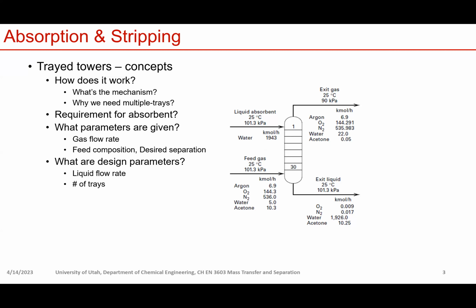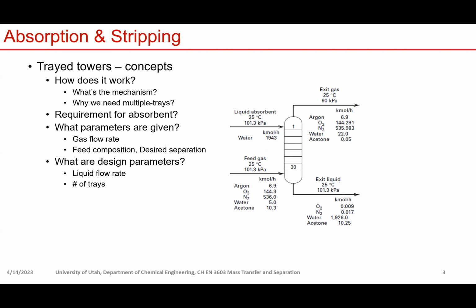We know the desired separation. That is basically when your gas stream exits your tower, we need to set a target, right? For example, if we have a feed that contains 20% of the solute, maybe you want to target less than 5% when it exits the tower. That's your separation target. Okay, so those are the parameters that are typically given.